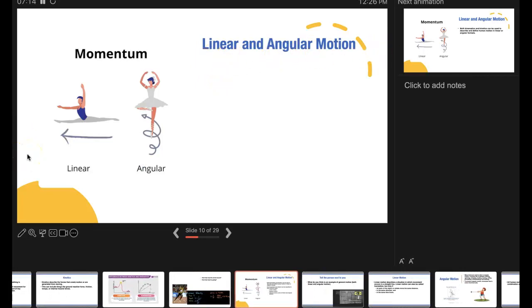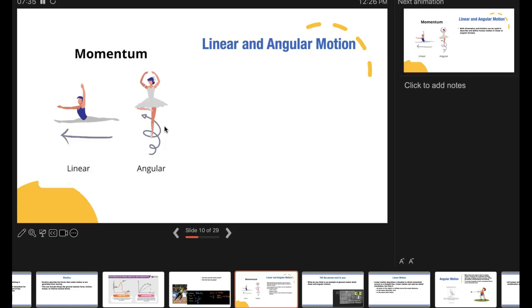So linear is going to be forward. That would be dead straight, nothing else. Not going up and down, or left and right. Angular would be spinning on an axis. A great example is figure skating because there's very little friction on their skates, so you can just measure how many rotations per second they're doing.